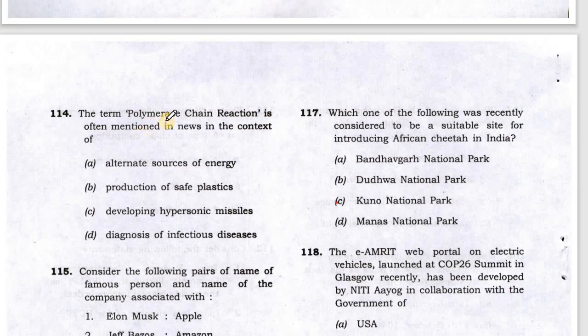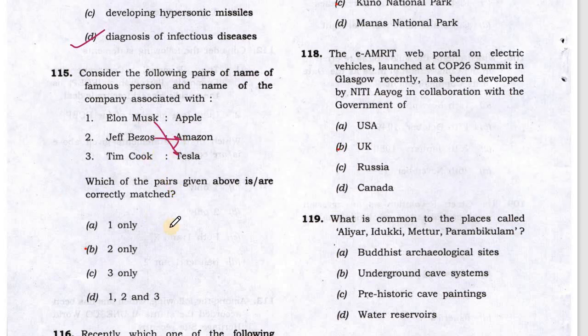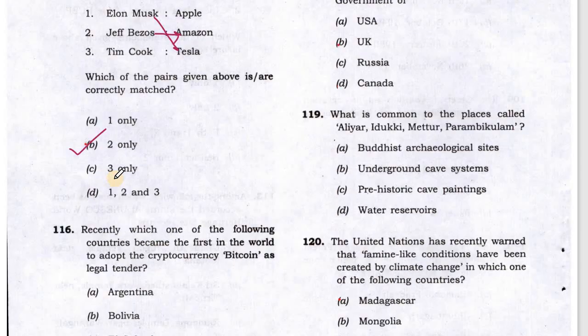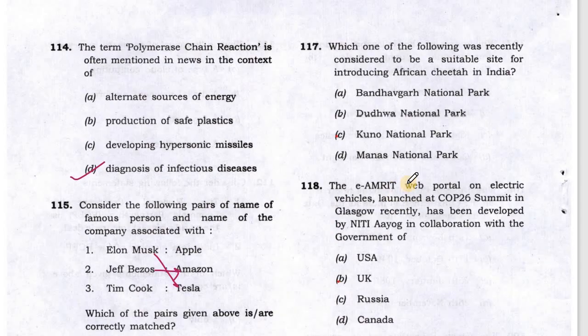And next is polymerase chain reaction. So this is for the diagnosis of infectious disease. So D will be the correct. Next, the match of Elon Musk. So Elon Musk is Tesla, and only the second option matches. So B will be the correct one. And next, which cryptocurrency is legal tender? So Bitcoin as a legal tender. So this is El Salvador. So C will be the correct one.